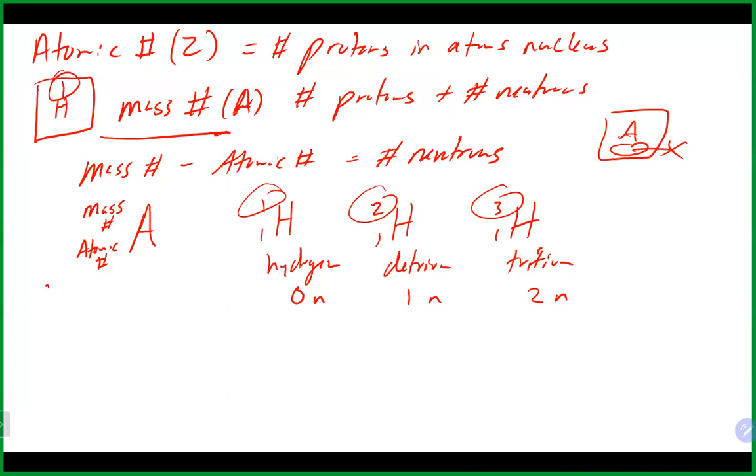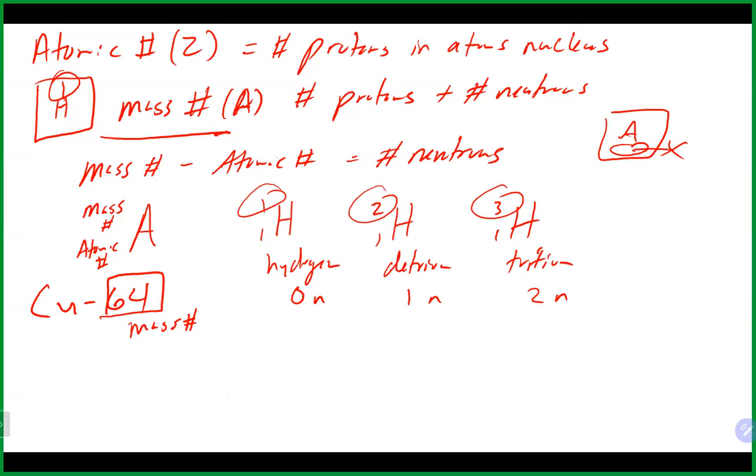Also, if you have an isotope that's written like this, the number again is the mass number. So you could get the atomic number from the periodic table there. Any questions on that there?